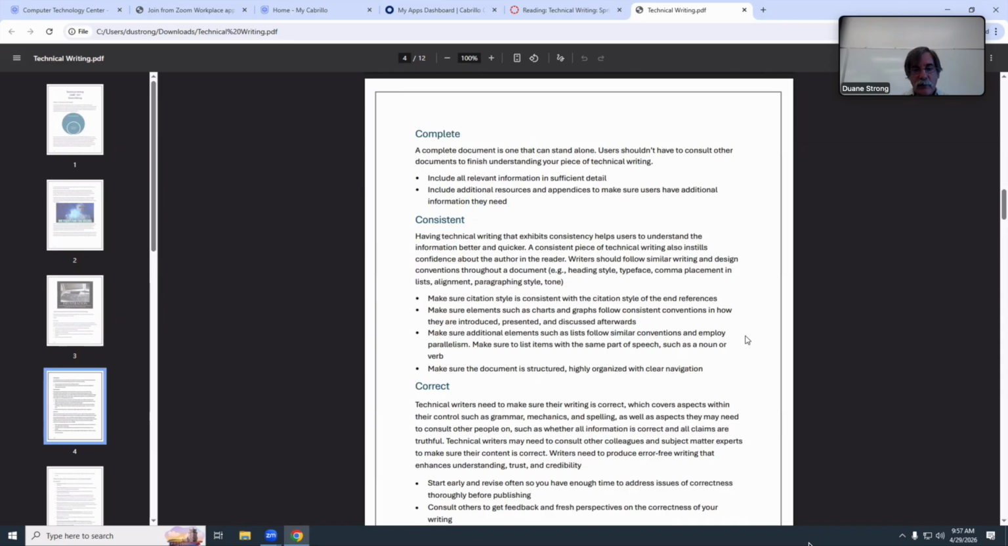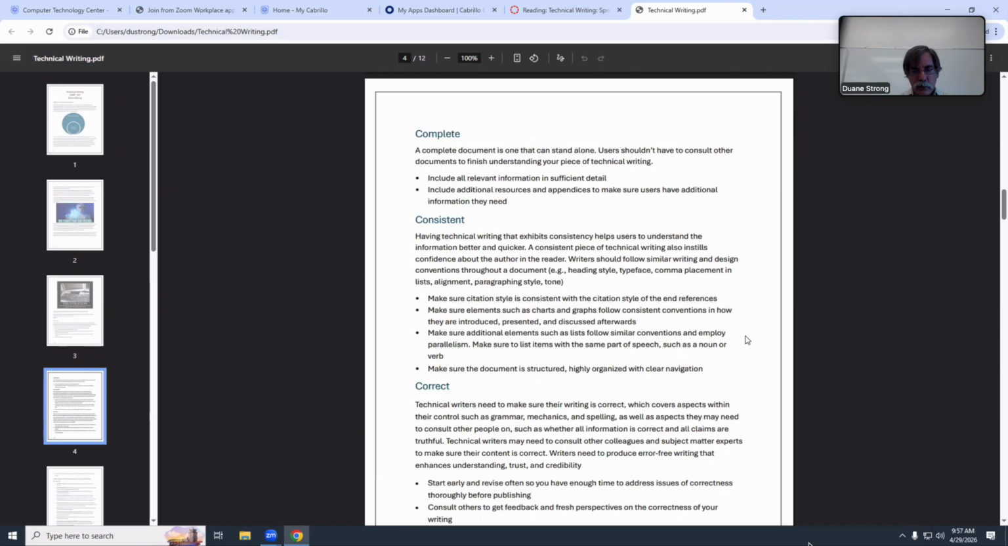Make sure any elements that you have, like charts and graphs, look consistent in how they're introduced, presented, color schemes, how you label the axes. Make sure they're all consistent. Make sure additional elements such as lists follow similar conventions and employ parallelism. Make sure list items are the same parts of speech, such as a noun or verb. These are the same things you've already been doing.